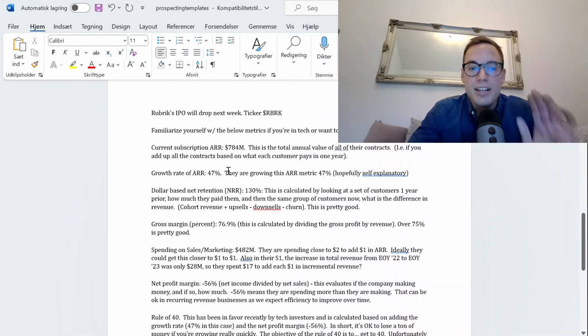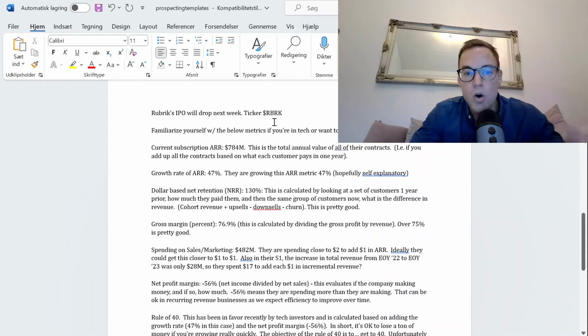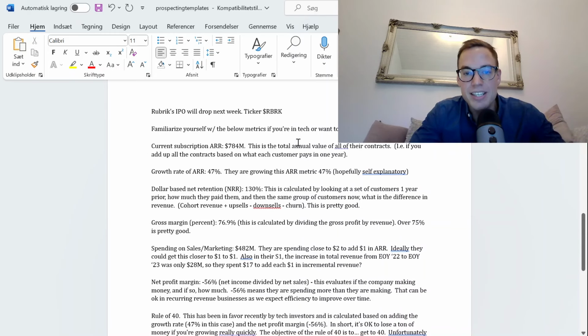All right, so the IPO here for Rubrik will drop next week. The ticker symbol that it will trade at will be RBRK. And let's take a look at some of the metrics here so we can familiarize ourselves with the business. The current subscription ARR is 784 million. And this is the total annual value of all their contracts. So just adding them up, all right?